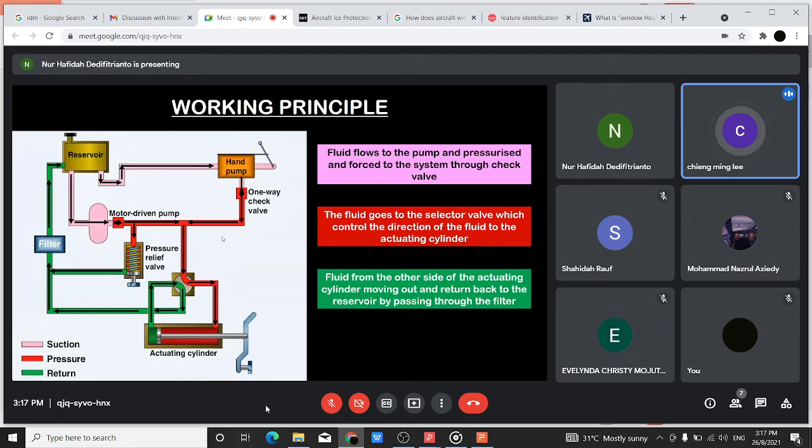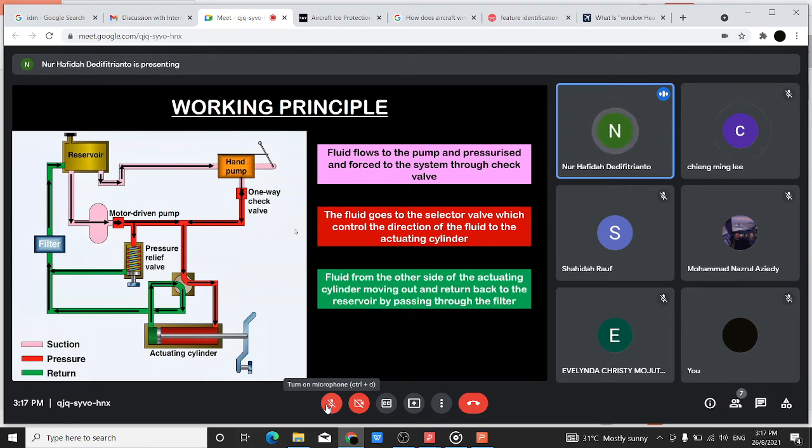Just now I asked the question why we need a return filter. Ryan already explained: in case of any breakdown of the component, we don't want it to go back to the reservoir. Alright. Where is the pressure filter location? I want to see. And what is the function? Oh, okay, sir. I might continue first.